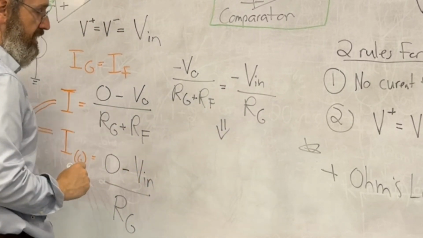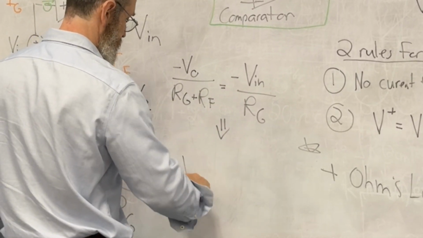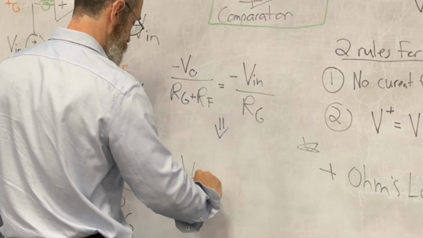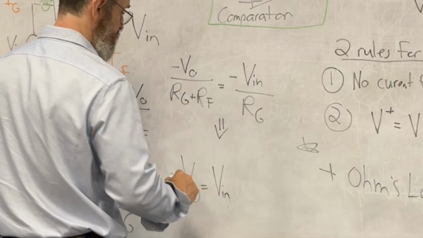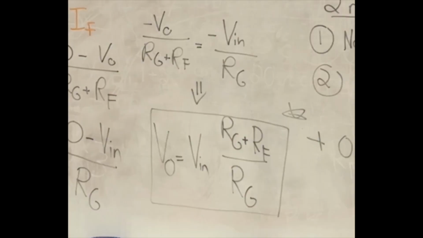And in a final step, V out is equal to V in times R sub G plus R sub F over R sub G.